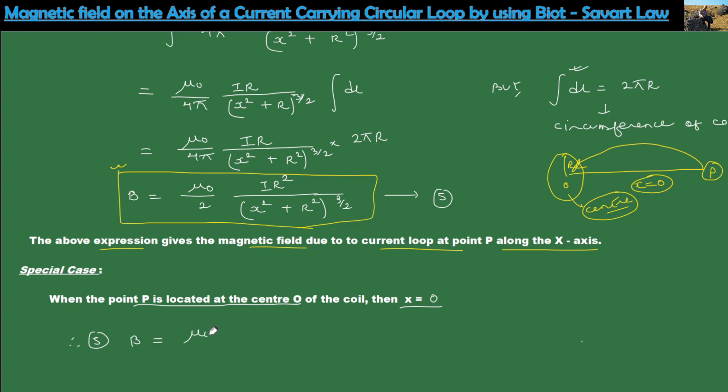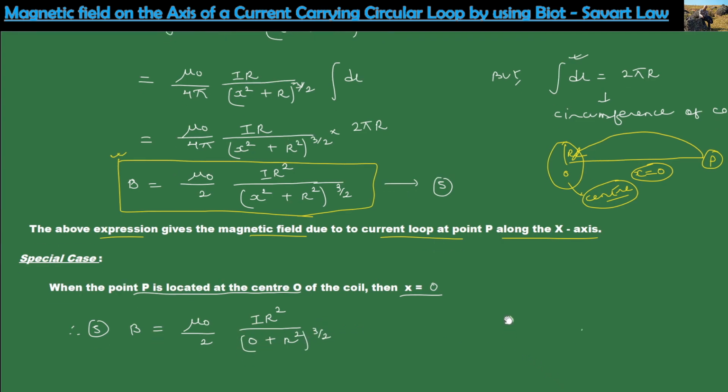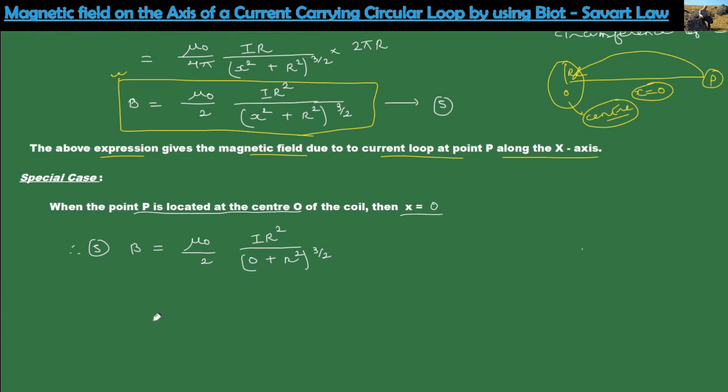B equals mu naught divided by 2. Over here we have I r square. Then over here this will be 0, and 0 square is 0. Then we have r square, and over here you have that term 3 by 2. If you keep on solving further, you'll get this expression: mu naught divided by 2, you will have I r square, then r square to the power 3 by 2.